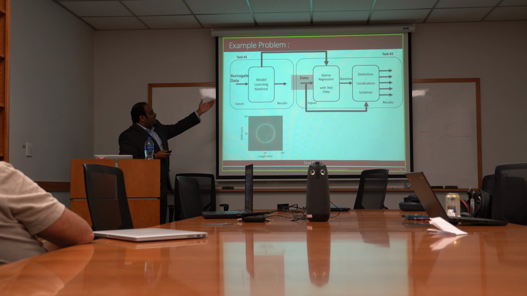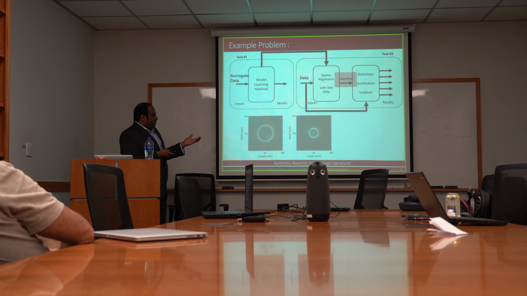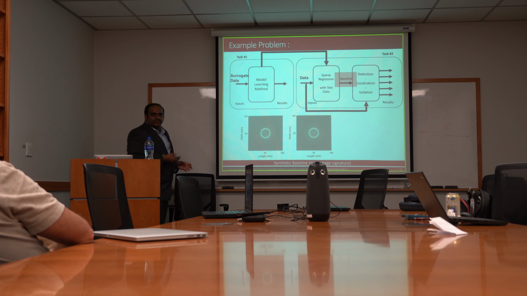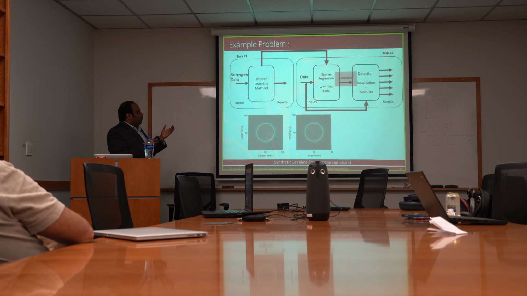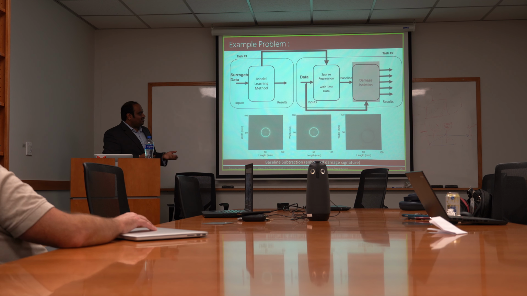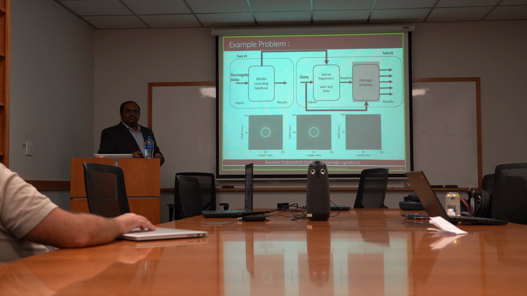So using that dictionary and the data, you do your sparse regression techniques, and you get a baseline. Now, if you look at the baseline, it doesn't have any damage in it. Since your dictionary doesn't have any damage, your reconstruction will also not have a damage. So then I can do a simple baseline subtraction to isolate the point scatterer. You can clearly see the point scatterer is clearly isolated.